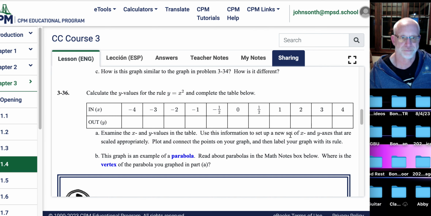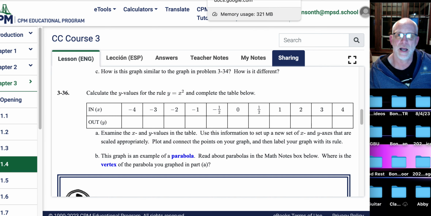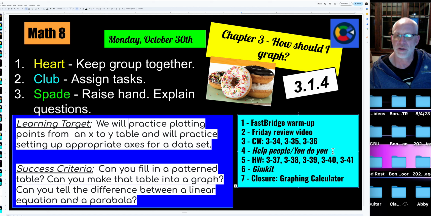Cool. All right. After we get done with that, then we're going to either help people or you do you. That's quiet time. And then after that, we're going into homework. So we're going to look at these homework problems, and we're going to kind of play it by ear, see how kids are finishing up on their classwork, see where we're at, and see if we can help everyone finish up and get caught up. If we can do that, we're going to slide into 337.